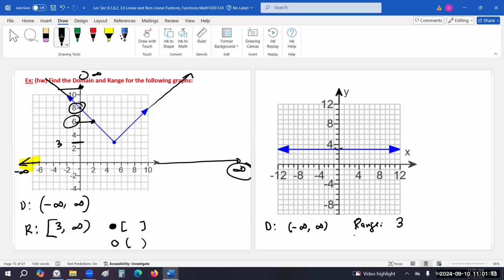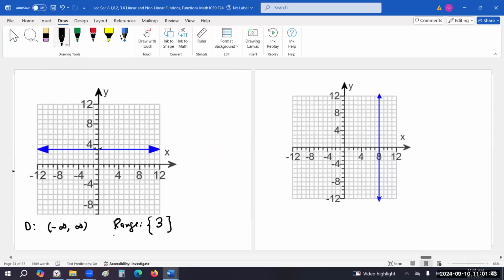And since 3 is just a single number, we actually use a new type of bracket. It's called a curly bracket. If you have only one number in your domain or range, we represent that with a curly bracket. But if you have two things, with parentheses or brackets. Any question? How about the next one? All right.